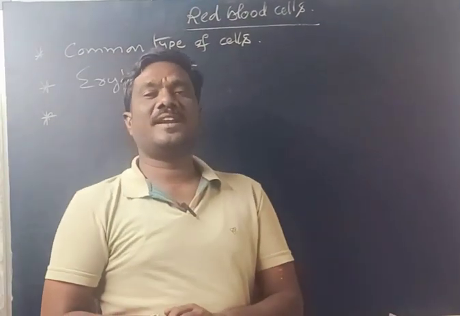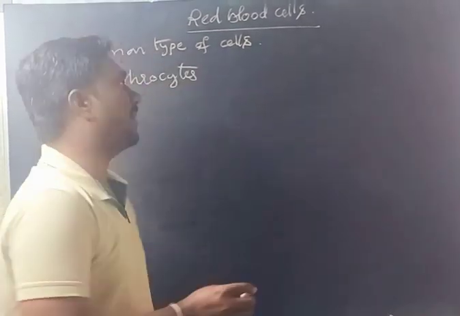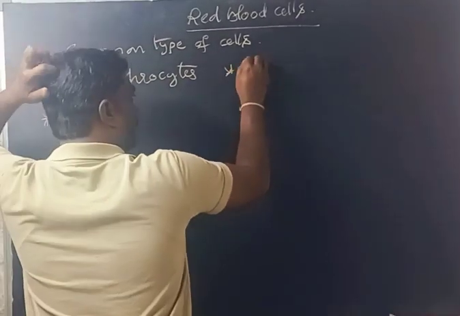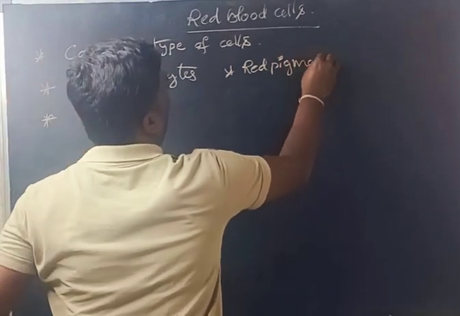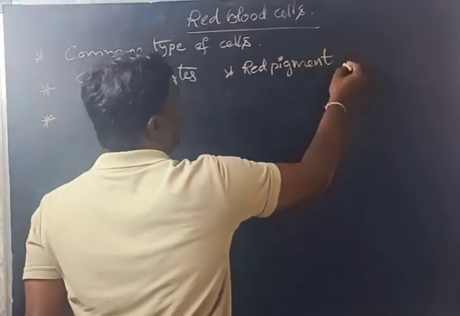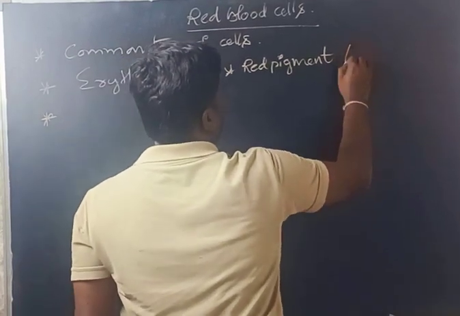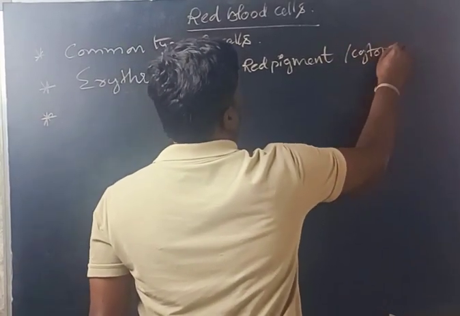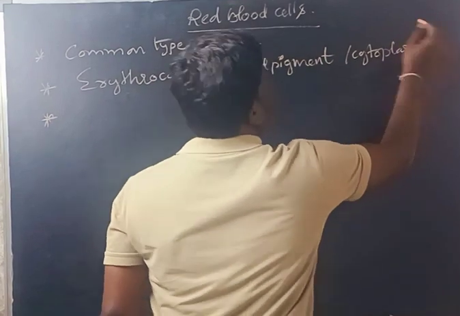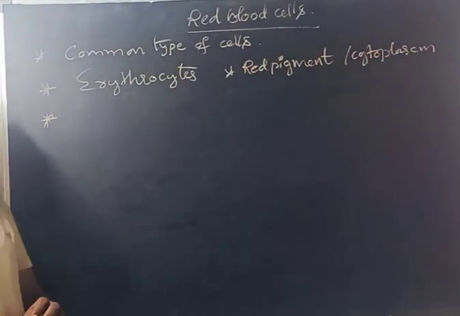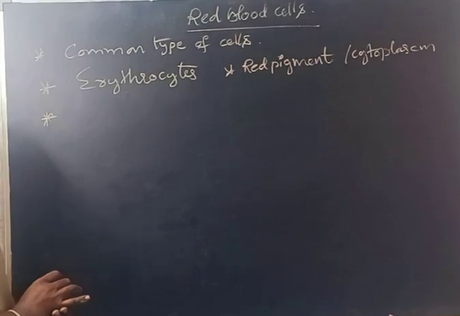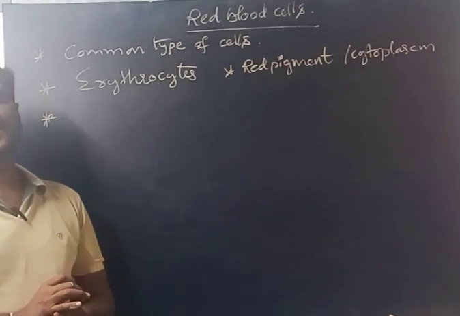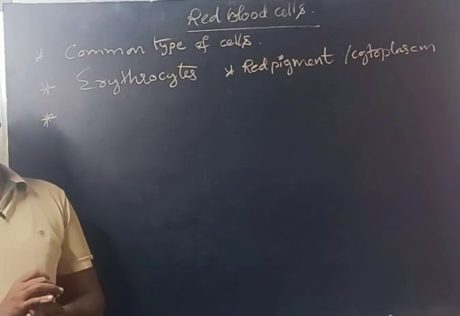Erythrocytes have a red pigment present in their cytoplasm. Due to that they are red in color.